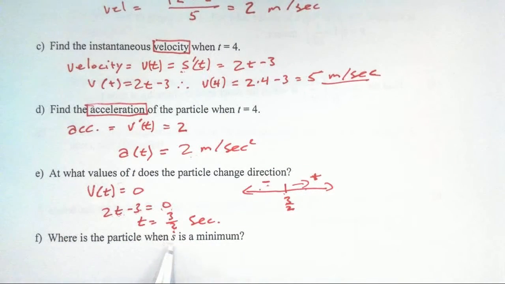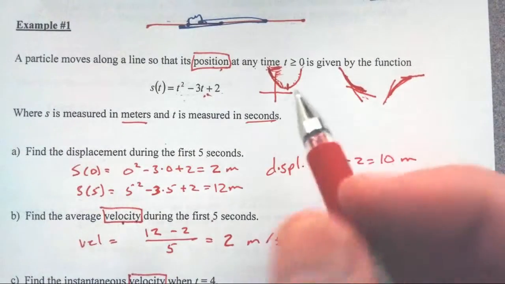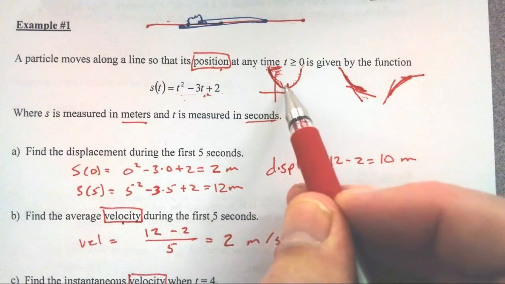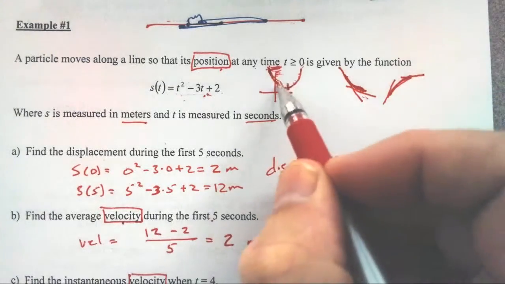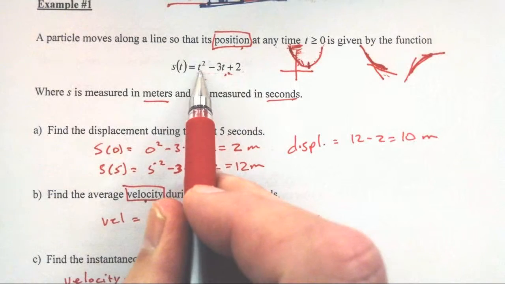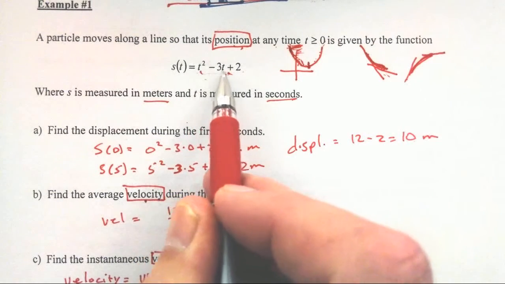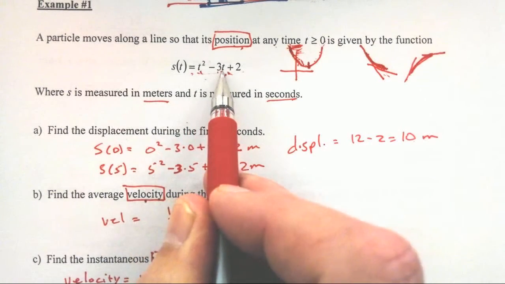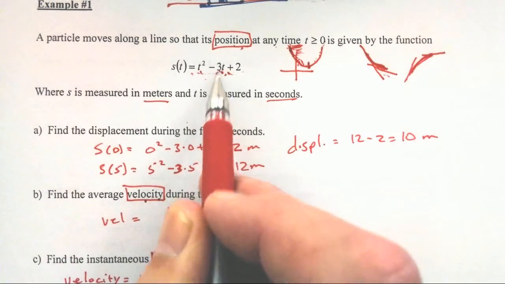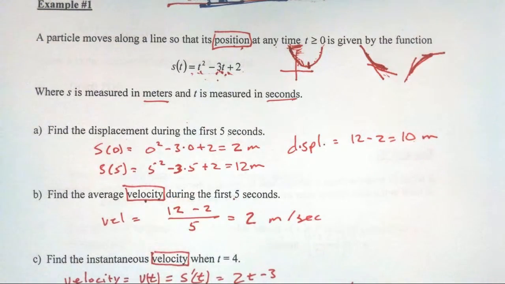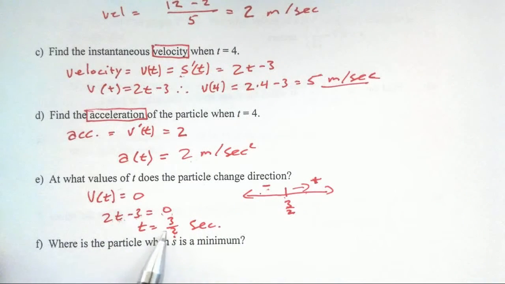Where is the particle when S is a minimum? Well, if I go back and consider my parabola, when S is a minimum, we are at our vertex. That's our position; it would be a minimum. So how can we do this? Well, we could find the x coordinate of the vertex of this parabola. That's easy enough: negative b over 2a. That's 3 over 2, so 3/2 again. Or we really just found it here.